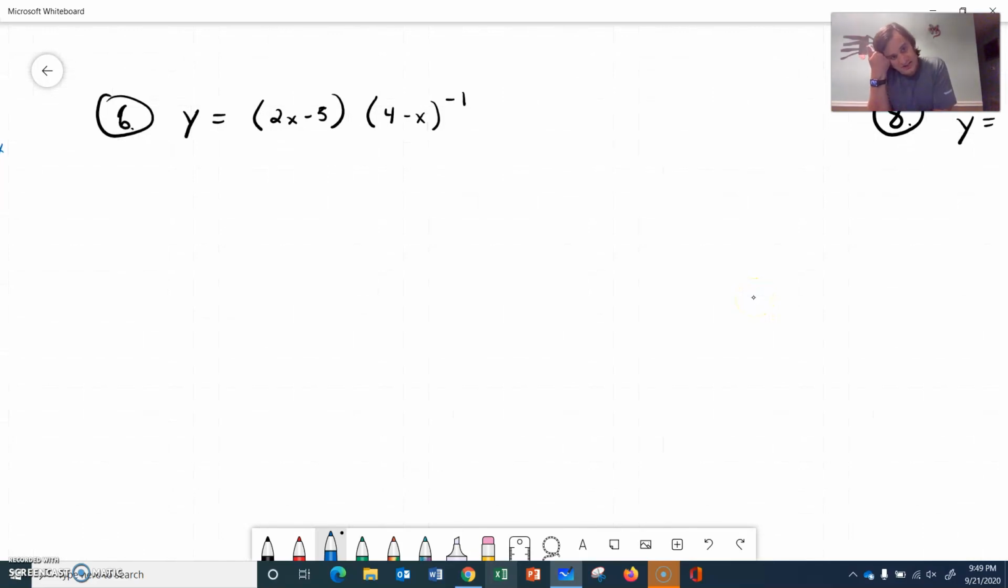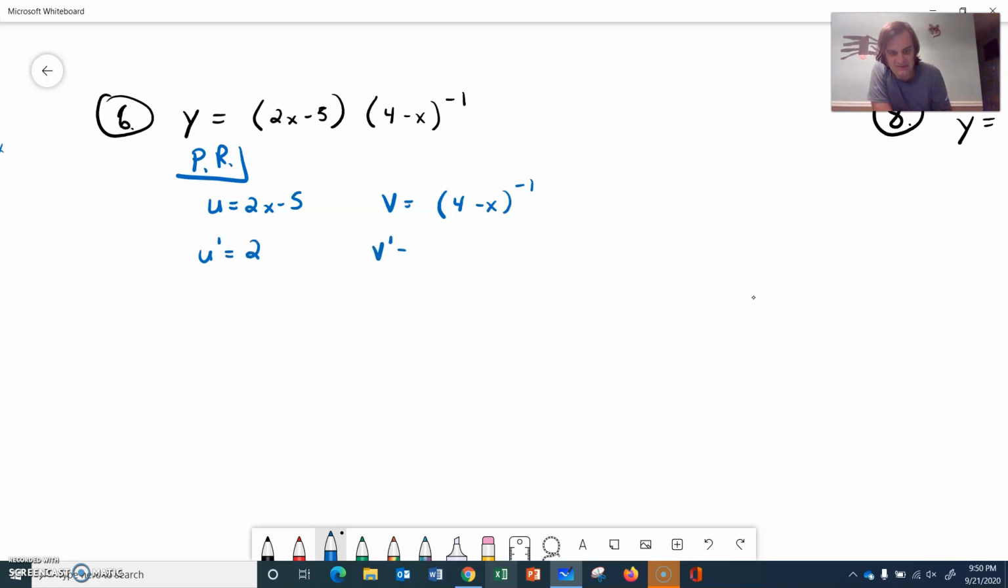Y equals the quantity of 2x minus 5 times the quantity of 4 minus x to the negative 1. So this is a product rule because it's two things multiplied together. You could rewrite it different ways and maybe use a different rule, but I'm going to work it as it sits as a product rule. So the u is 2x minus 5. The v is the quantity of 4 minus x to the negative 1. So derivative of u is just 2, and derivative of v is a chain rule.